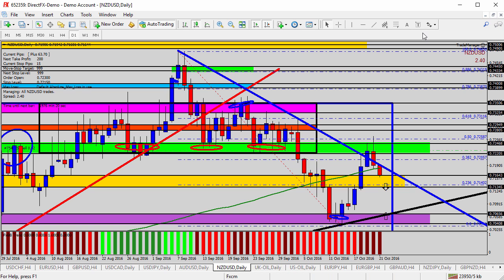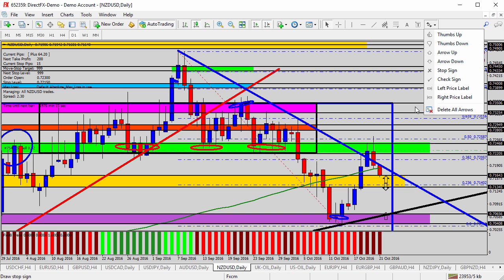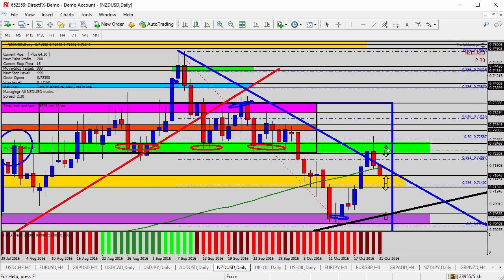If it can't break here, we might find some support. If the buyers take back control today, it wouldn't be too difficult to see it back up towards the green shaded area. And of course, above the green shaded area, we could see a return of the buying pressure here for the New Zealand dollar.